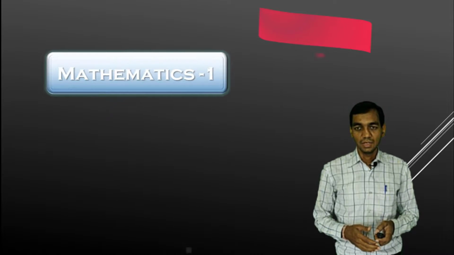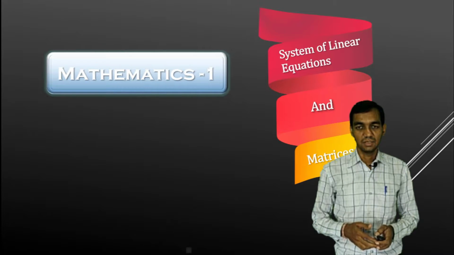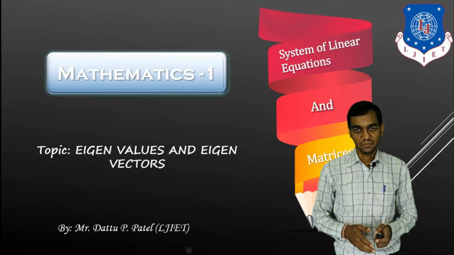Up to last session, we have seen some of the basic concepts of matrices and we have solved the system of homogeneous equations and system of non-homogeneous linear equations by matrices using Gauss elimination and Gauss-Jordan elimination method. Now, in today's session, we are going to start with the topic eigenvalues and eigenvectors.